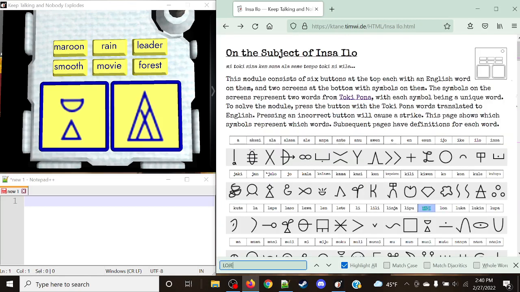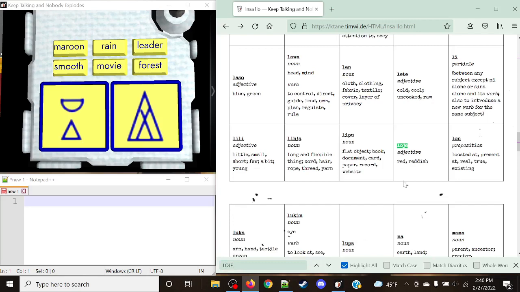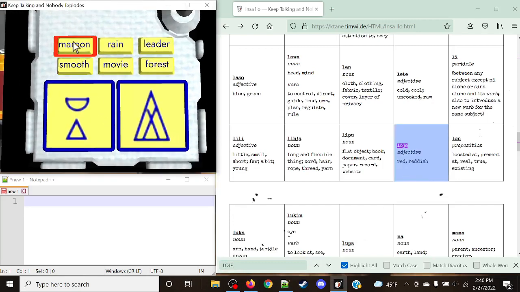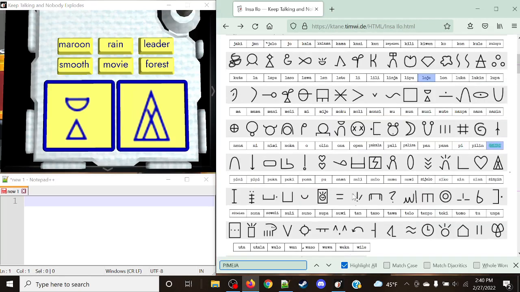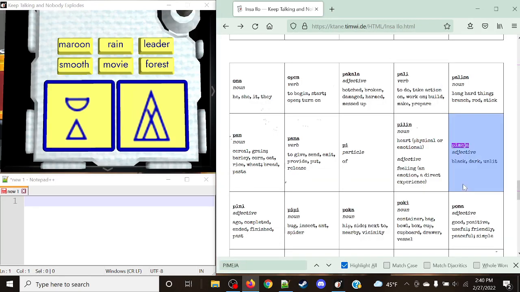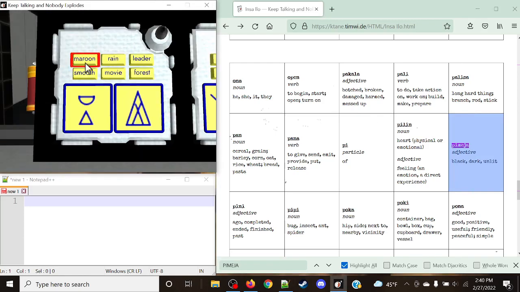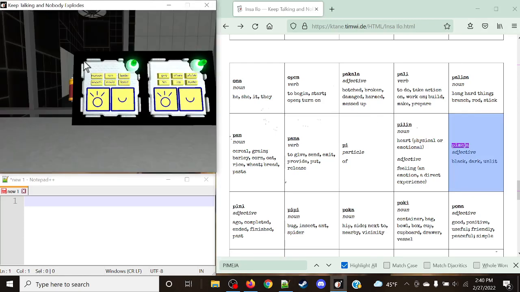So we have loji, which corresponds to red or reddish. Okay, we have a couple different options. We could eventually do maroon. That's definitely looking very promising. And the other one we had was pimja. Pimja corresponds to black, dark, and unlit. So it's red, but sort of darker, which corresponds to maroon, which makes sense. Maroon is sort of a darker red color. And if we select this, and just like that, it's a solved module.